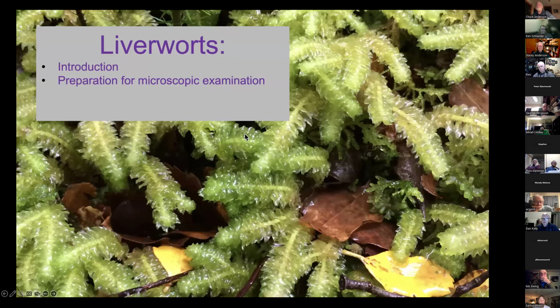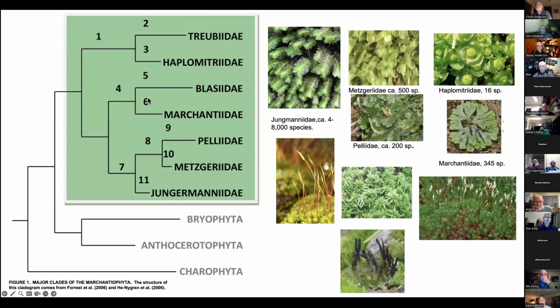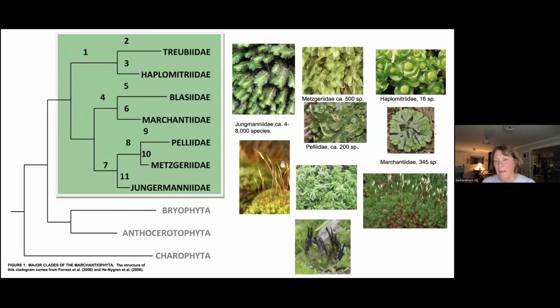So, liverworts. Here you see a family tree of bryophytes on the left. The ones in the green boxes are all the groups of liverworts. They're extremely diverse from the point of view of their morphology. The structure of the gametophyte is much more diverse than in mosses.